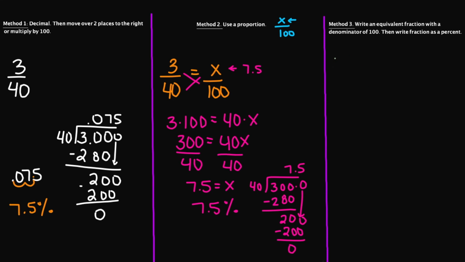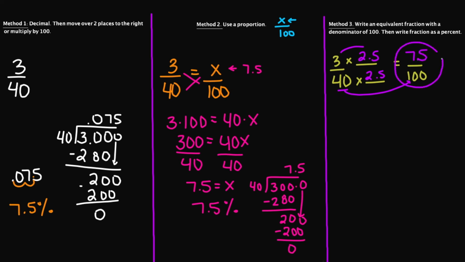Let's look at method number 3. So if I do 3 over 40, what number times 40 is going to give me 100? And that's going to be the number 2.5. If I multiply my bottom by 2.5, I'm going to multiply the top by 2.5. And 2.5 times 3 is going to give us 7.5. So your percent here is going to be 7.5% as well.